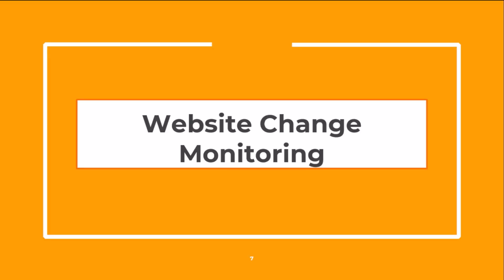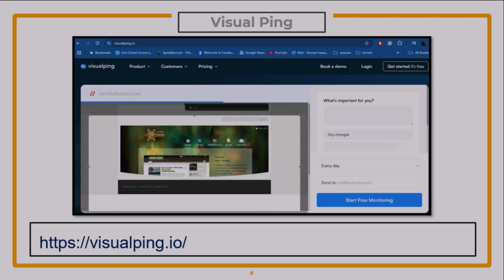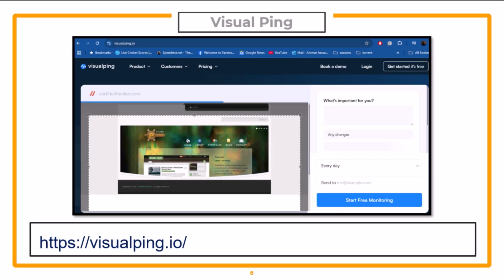Now we move to one of the most powerful OSINT techniques, website change monitoring. This is how we catch new information the moment it appears. Our primary tool here is Visualping. It allows you to select a specific area of a web page and will send you an email alert with a screenshot the moment that area changes. Let's see how this works.